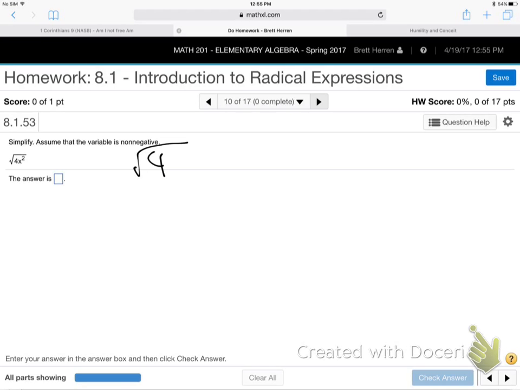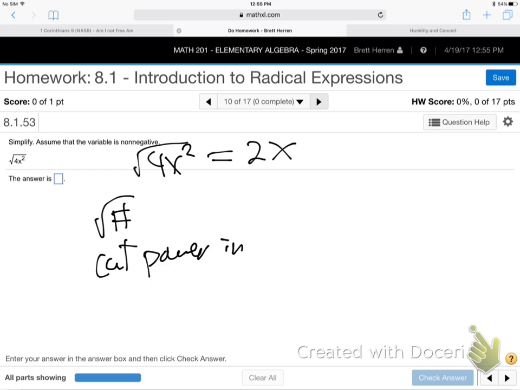Okay, so the square root of 4x squared, yes, it is 2x, because the square root of the 4 is the 2, and the x squared becomes plain x. So notice, you root the number, and you cut the power in half. Right, because it's a first power now? So you root the number, cut the power in half.